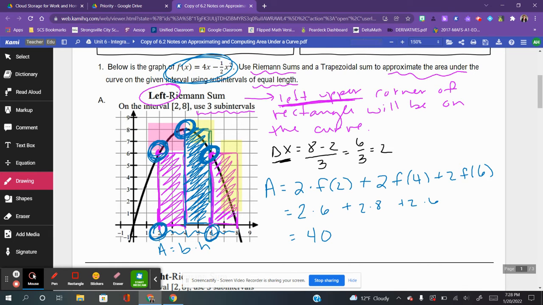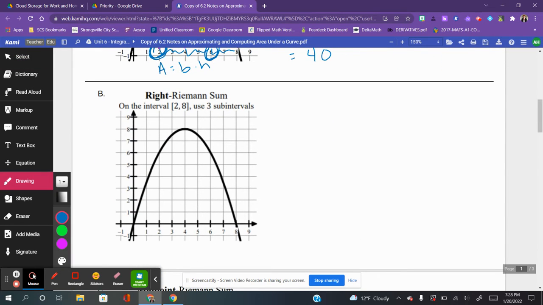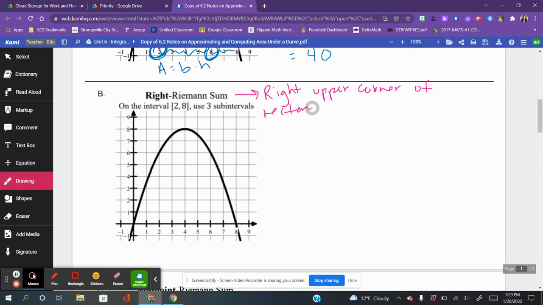But again, we know that's not exact because I have some overage and I have some underestimating. The question will become, how can I get the best approximation? Okay. All right, let's try a right Riemann sum. And you guessed it, a right Riemann sum, I'll go pink this time. A right Riemann sum is where I put the right upper corner of my rectangle on the curve.